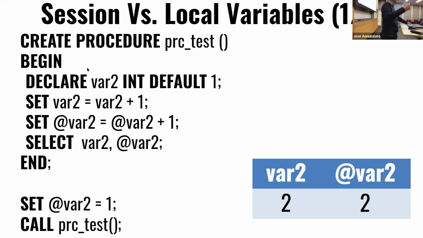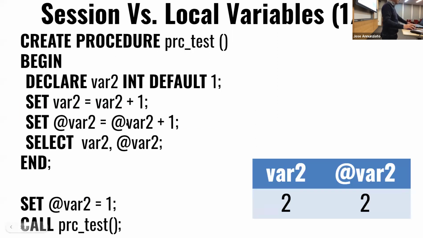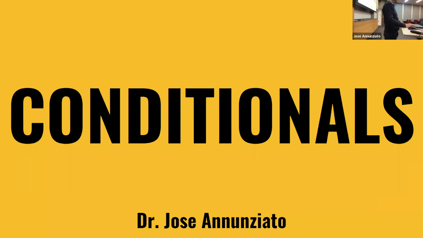var2 is reinitialized, recreated, and only exists inside of the stored procedure, whereas var2 over here is a session variable, which is kind of global to my session. If I change it every time I run this, the value increases every time: 2, 3, 4. But the local variable always starts at its original value of 1, then increments to 2, then gets thrown away and redefined.